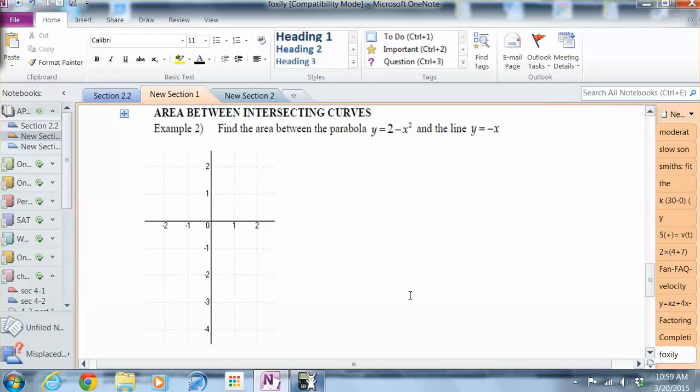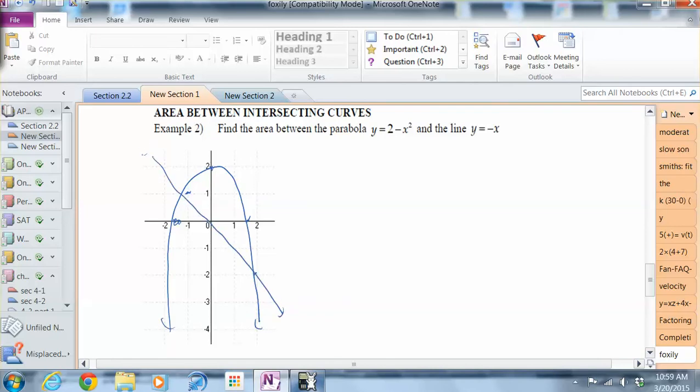So say you got y equals 2 minus x squared, which I know is going to look kind of like this. And y equals -x. It kind of looks like that. And I want to find the area between the two curves, which is this.